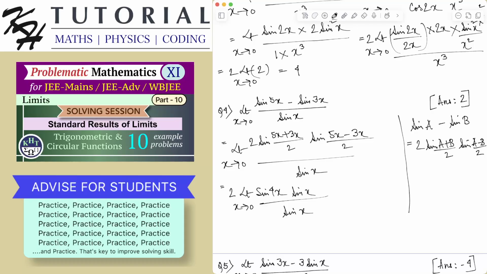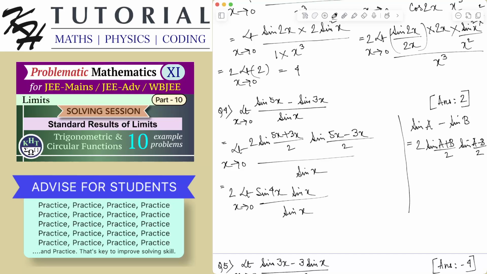Let me see if I have made any mistake or not. Sin((a+b)/2) multiplied by sin((a−b)/2), 2x, x, so this is coming to be 0, but why is the answer given as 2?